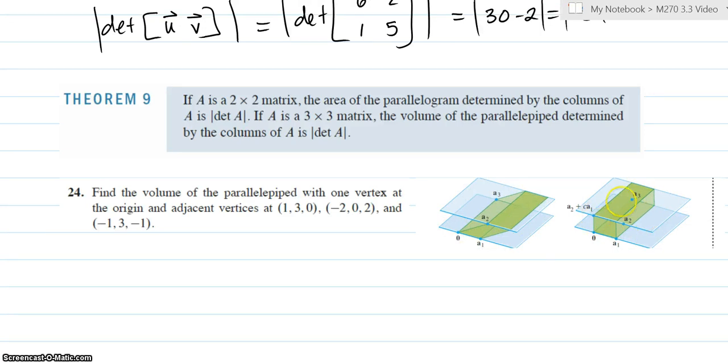Here's a picture. They do something very similar. They start with a rectangle, and using that rectangle, they stretch it, and there is that parallelepiped. So here it says to find the volume of the parallelepiped with one vertex at the origin and vertices adjacent at these 3 points. Go ahead and pause this, see if you can do it, and then come back for the solution.